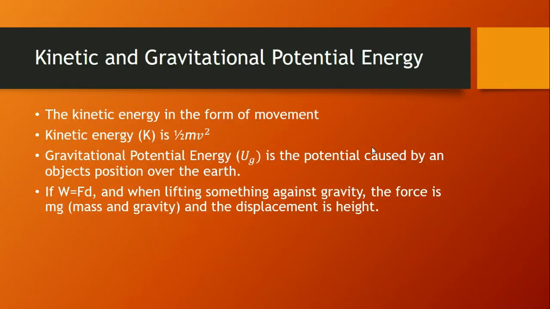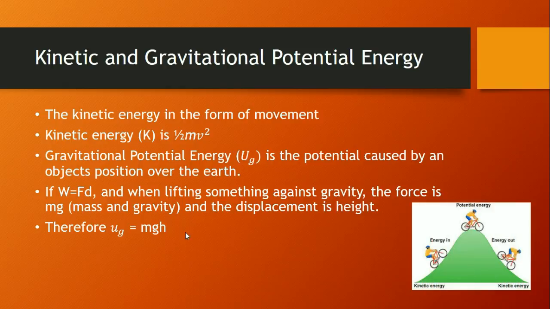The displacement in this case is the height, because let's say you're pulling it straight up. Work is force times distance, and the distance is the height. Therefore, the gravitational potential energy, or U sub g, equals mgh. And that is the formula for gravitational potential energy, alongside kinetic energy. For some reason, they use U to symbolize potential energy.